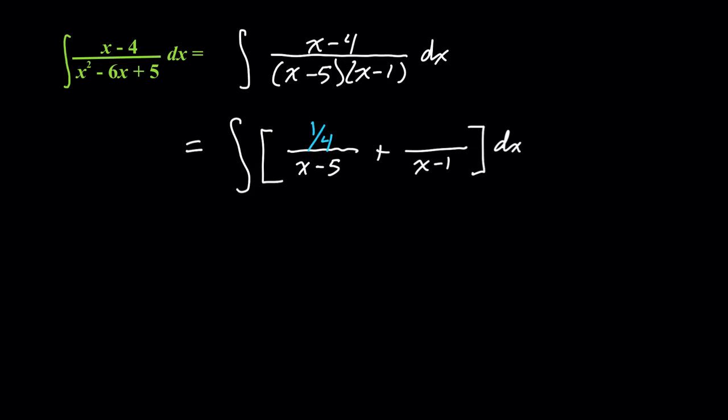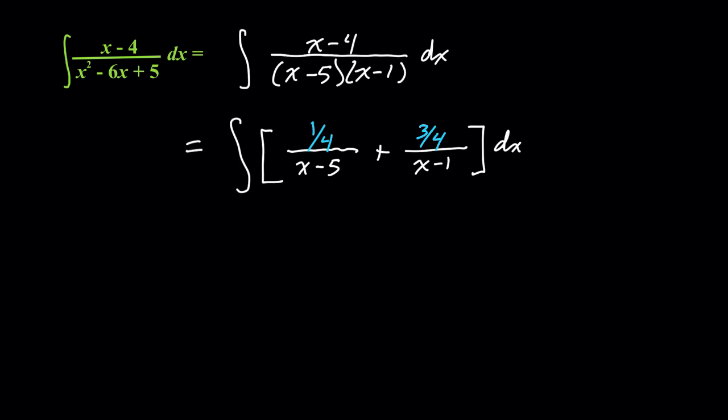So the next fraction we're going to do, we're going to let x be 1, cover up this parenthesis, so that's going to give you 1 minus 4 is negative 3, 1 minus 5 is negative 4, so you're going to get negative 3 over negative 4, which is positive 3/4.